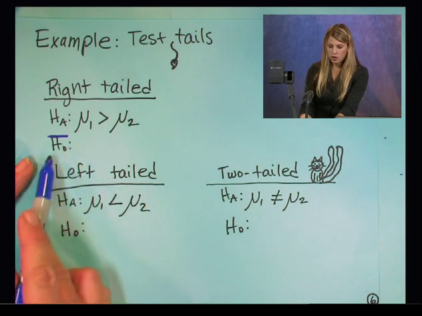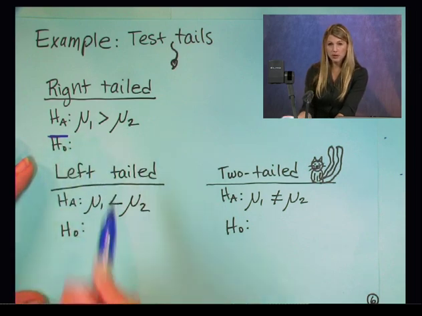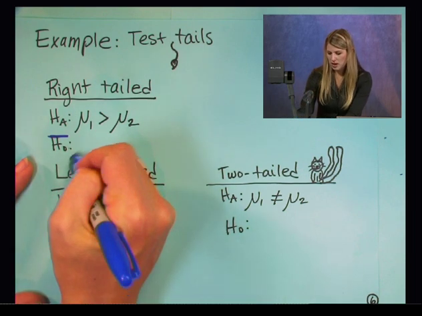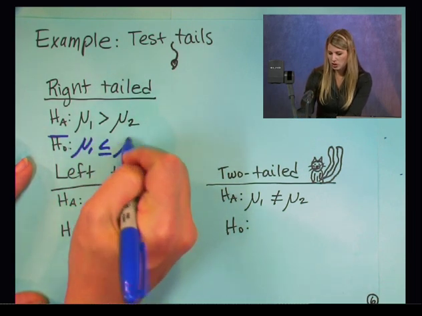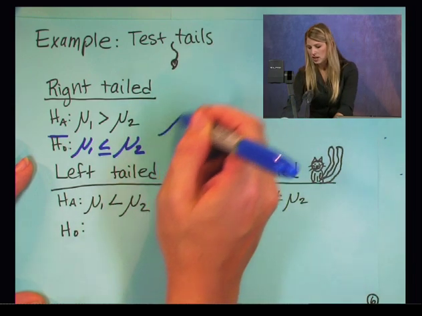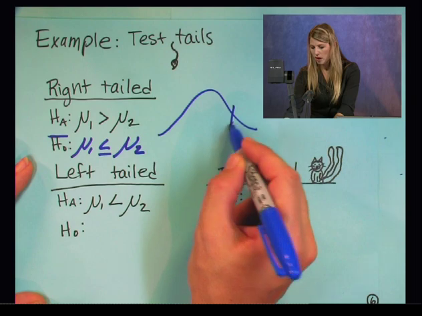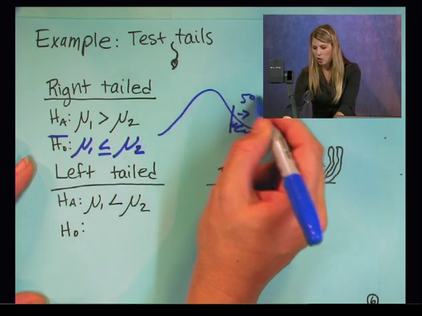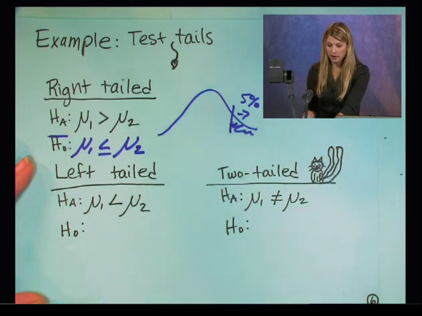So your null hypothesis would be, go ahead and write down what you think it is. It would be that group 1 is less than or equal to group 2. That's your null hypothesis. And in this type of test, you're only going to reject the null up in this top region. So you cut off the 5% here, or the 1%, depending on what your alpha level is.